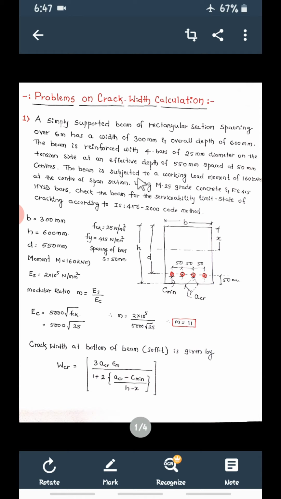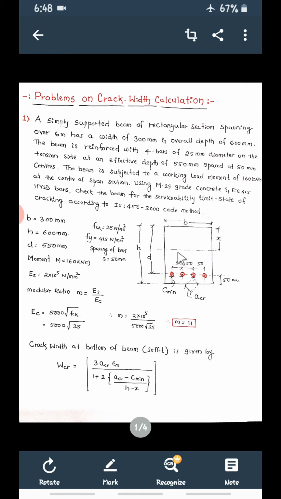The beam is subjected to a working load moment, capital M, of 160 kilonewton meter at the center of span, so the moment will be acting at the center of the span. Using M25 grade concrete and Fe415 HYSD bars, check the beam for the serviceability limit state of cracking, which means you have to find out the crack width according to the IS 456 2000 code method. In the previous session we have seen the different formulas to calculate the crack width. Let us draw the diagram first.